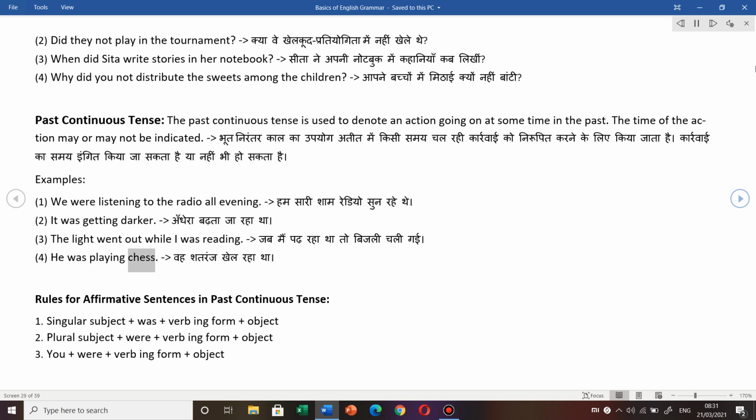He was playing chess. Rules for affirmative sentences in past continuous tense. Singular subject plus was plus verb ing form plus object. Plural subject plus were plus verb ing form plus object. You plus were plus verb ing form plus object.